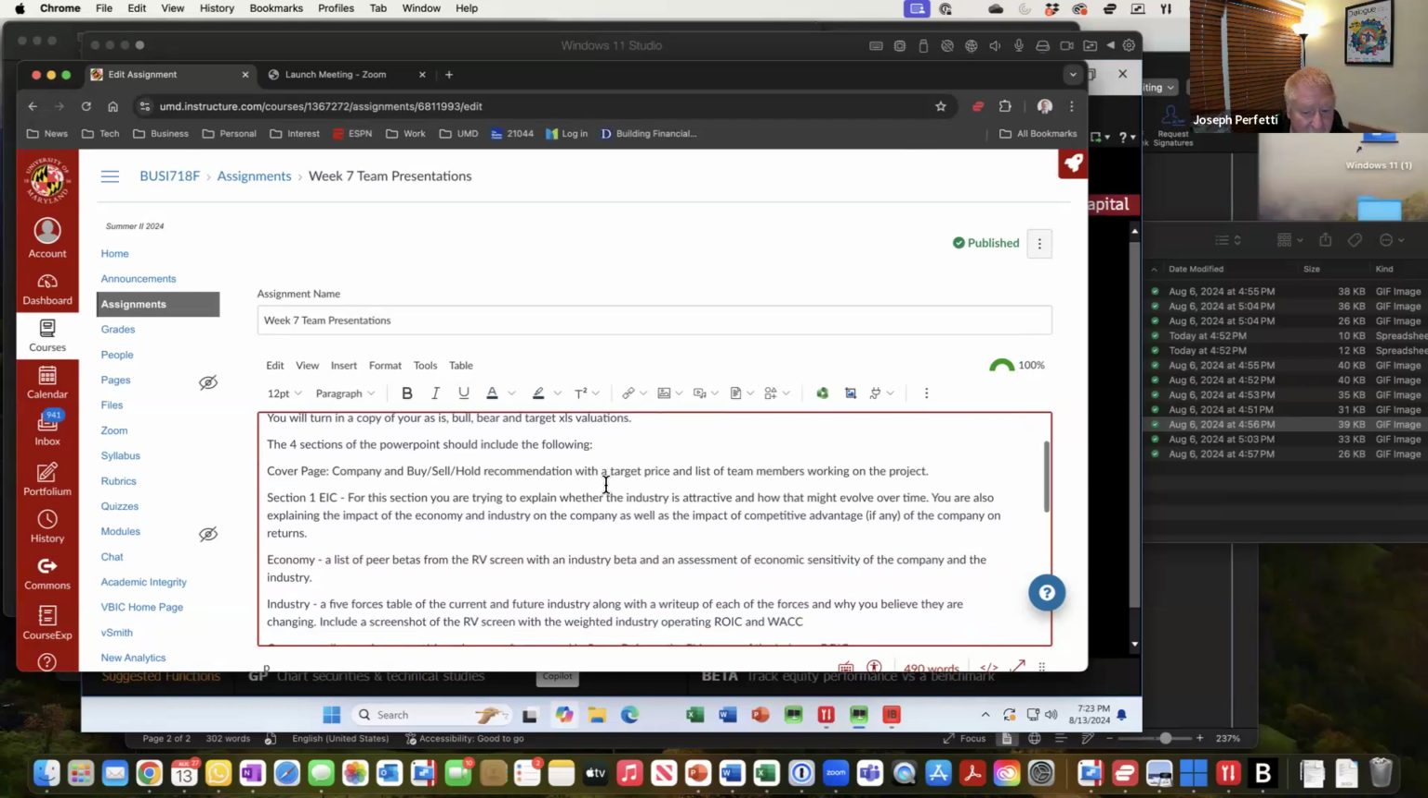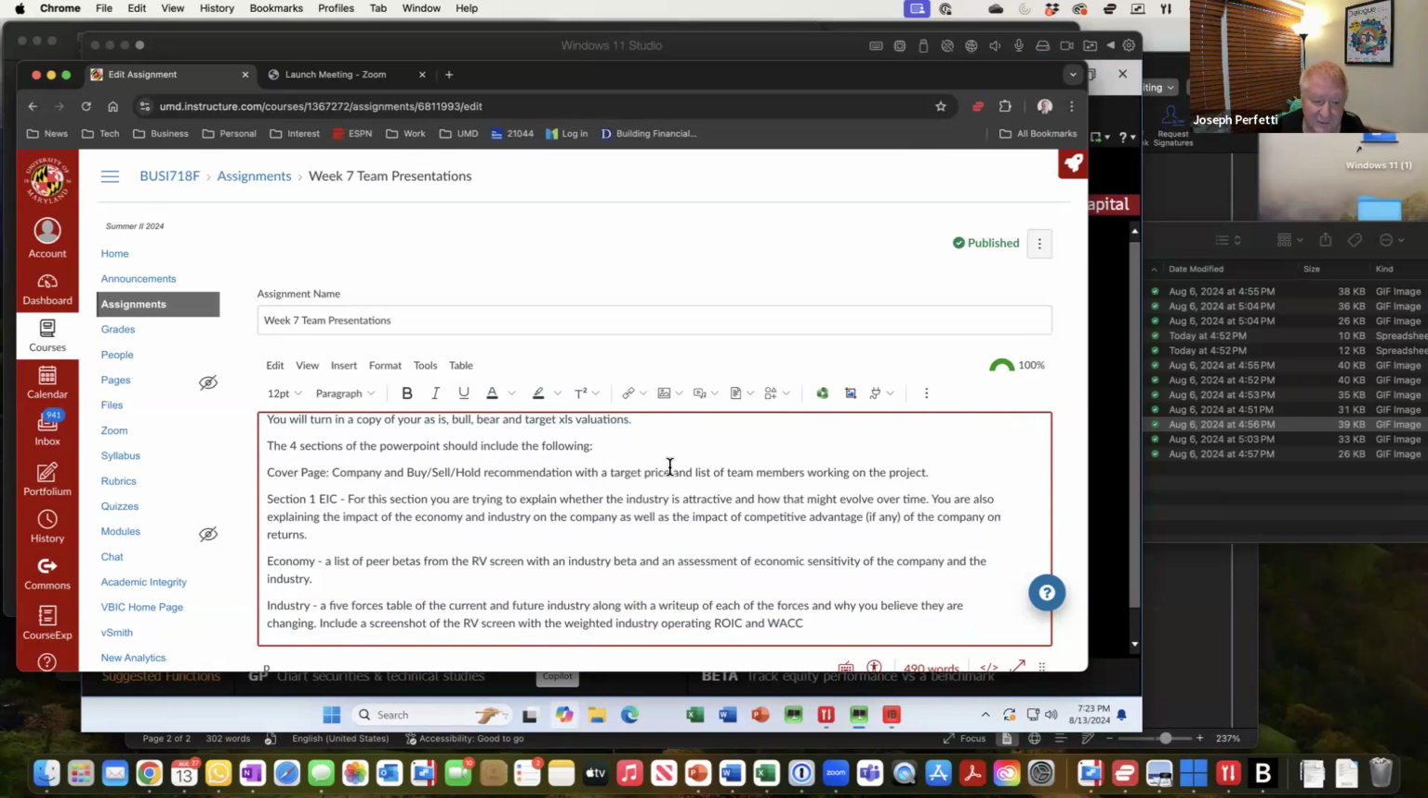So it covers the 4 sections of the class. So start out with here's what company we're valuing and your buy, sell, hold recommendation. That should be right up front on page 1 with the target share price, as well as who are all the team members on your project.